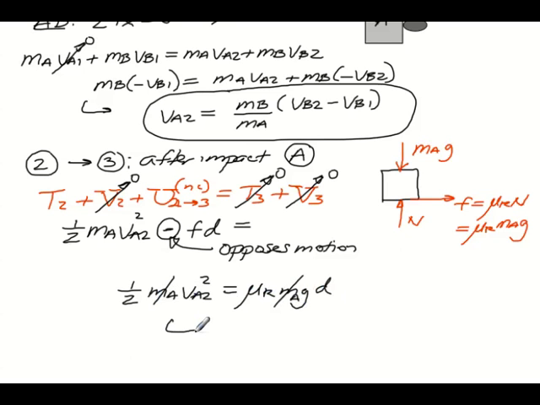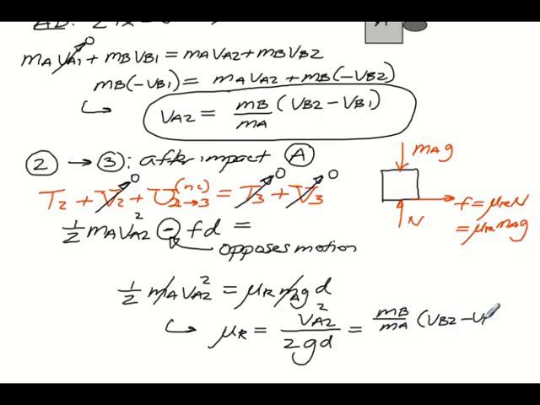MA cancels out. So the kinetic coefficient of friction that we need is equal to VA2 squared, divided by 2 G D. And VA2 squared we saw was MB over MA, the difference between the final and initial speeds of B. And so this whole thing gets squared, divided by 2 G D.